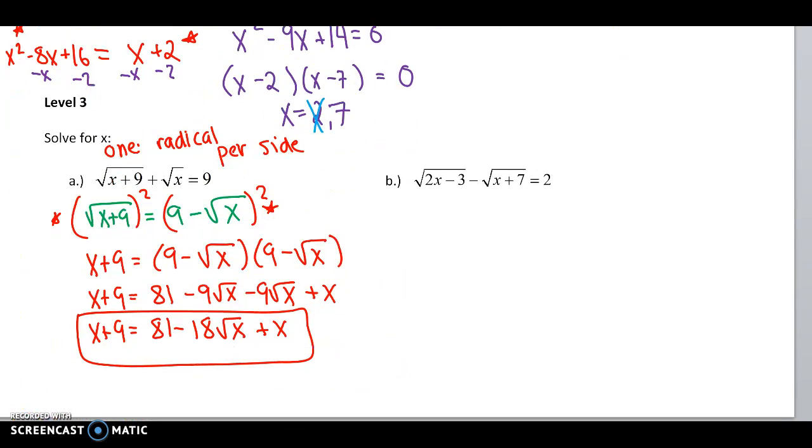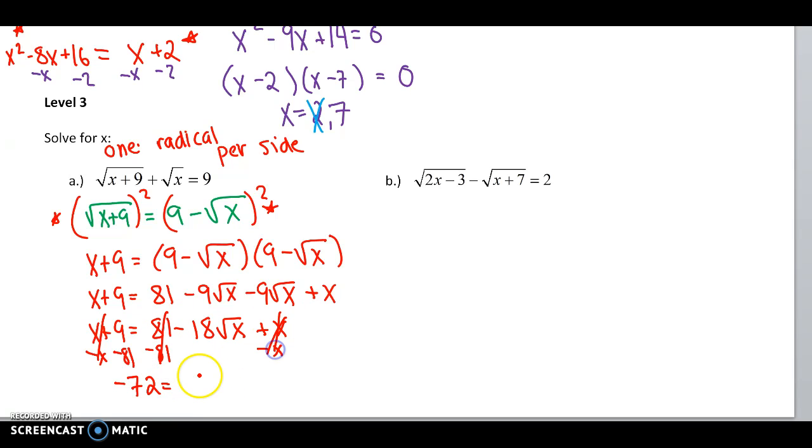So you're going to have to go through the process again. Let's isolate the radical, get everything else on the opposite side. So I'll subtract the x's here. Ooh, that's nice, they cancel. I'll also subtract the 81. So I'll get negative 72 equals, these have canceled, so I have negative 18 square root of x. Again, you're going to take care of the radical after you take care of any addition, subtraction, multiplication or division. So this is negative 18 times the square root of x.